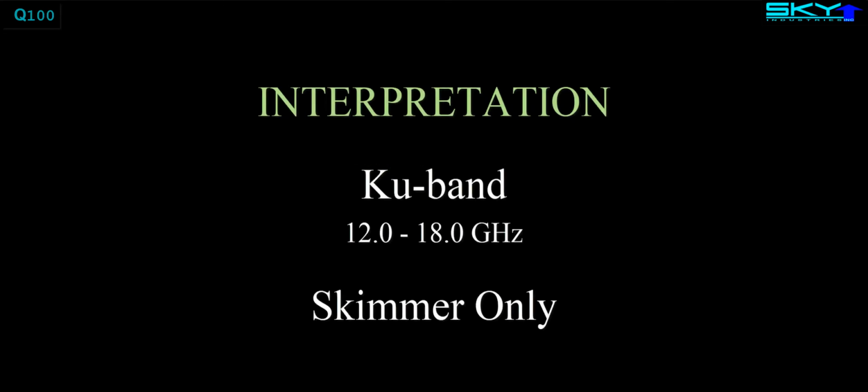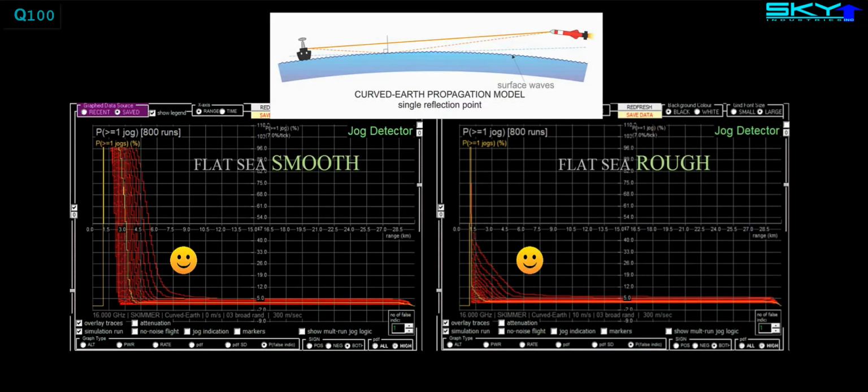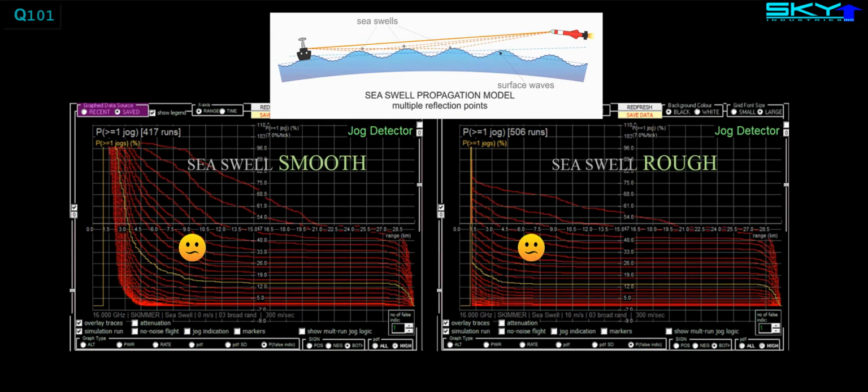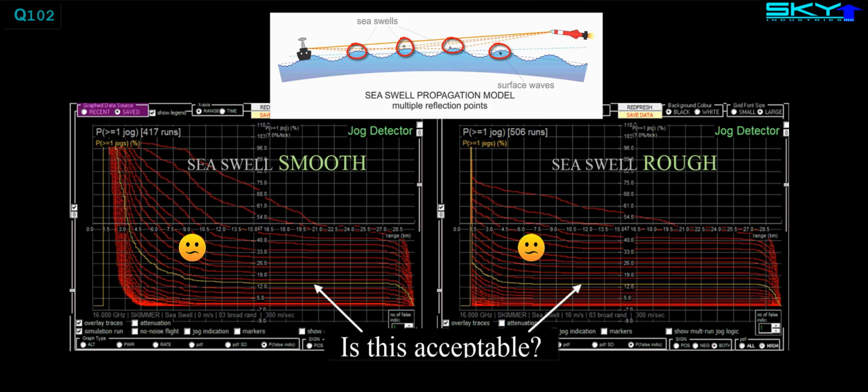For the Ku-band sea skimmer, the simple jog detector is unlikely to produce false jog indications provided the sea surface is mostly flat. If it's not flat, if there are sea swells, so there are multiple reflection points, the jog detector is more likely, strangely enough, to produce false jog indications, but its performance may still be acceptable. Whether it is or not, we can't tell from these graphs. So that's the subject of the next video: how we go from these graphs to figuring out what threshold for jog detection is acceptable.